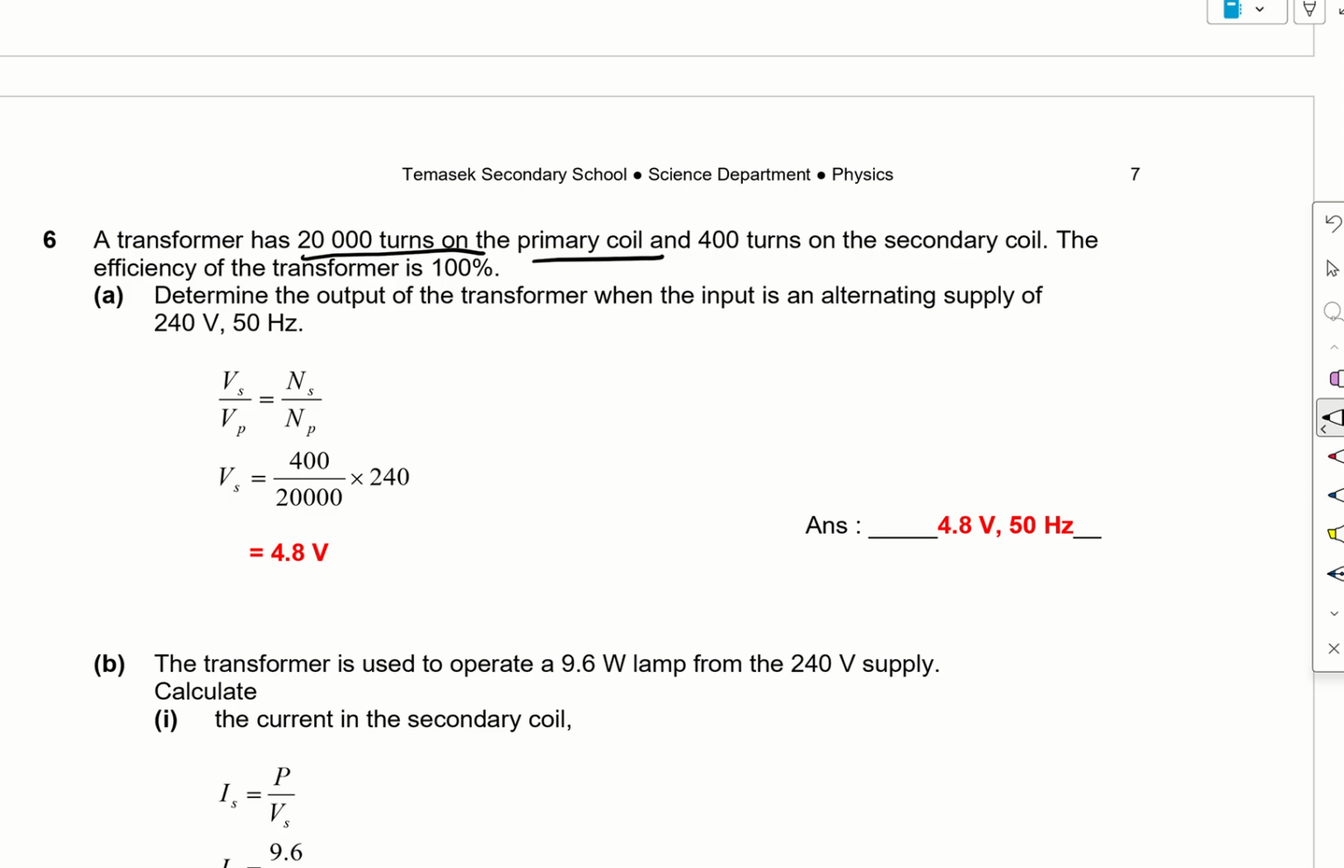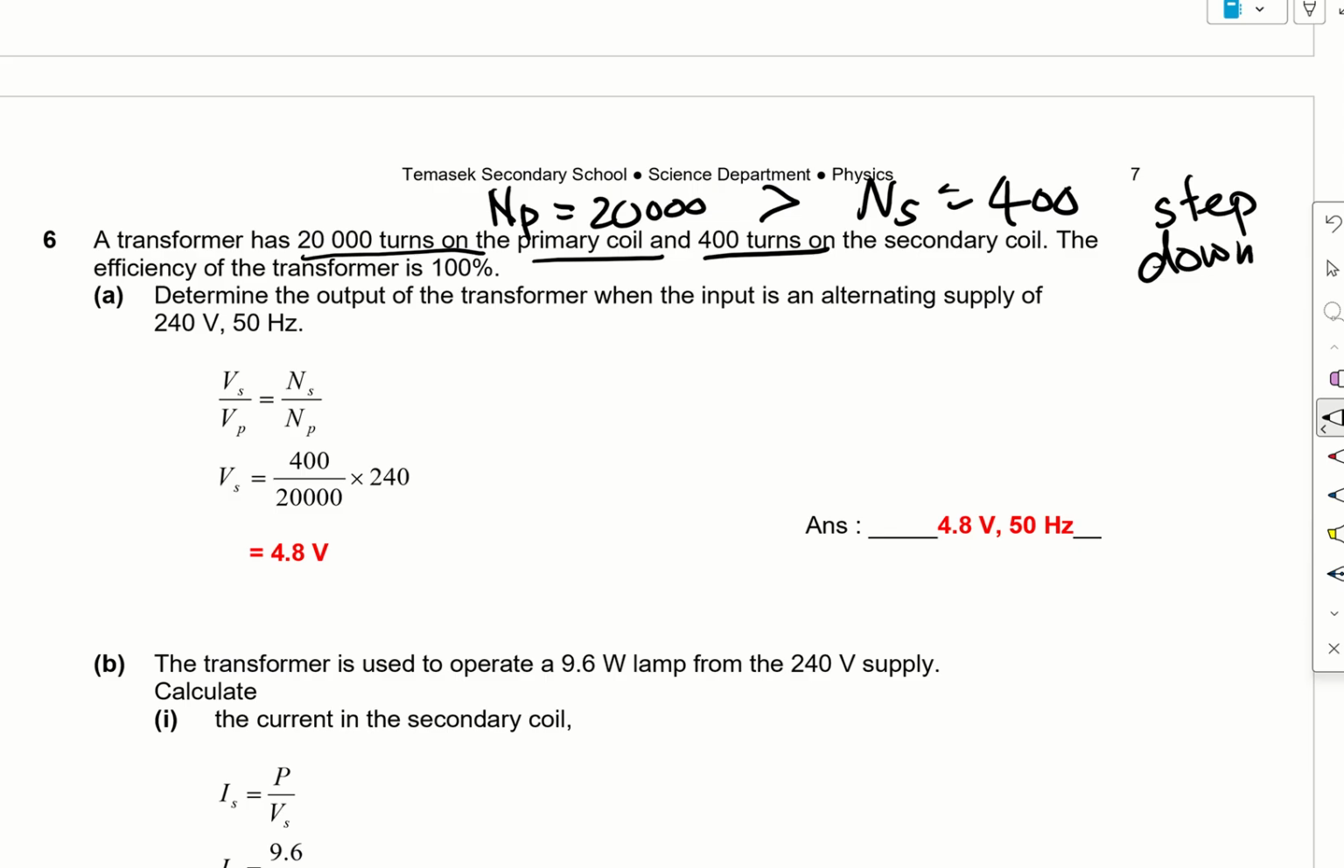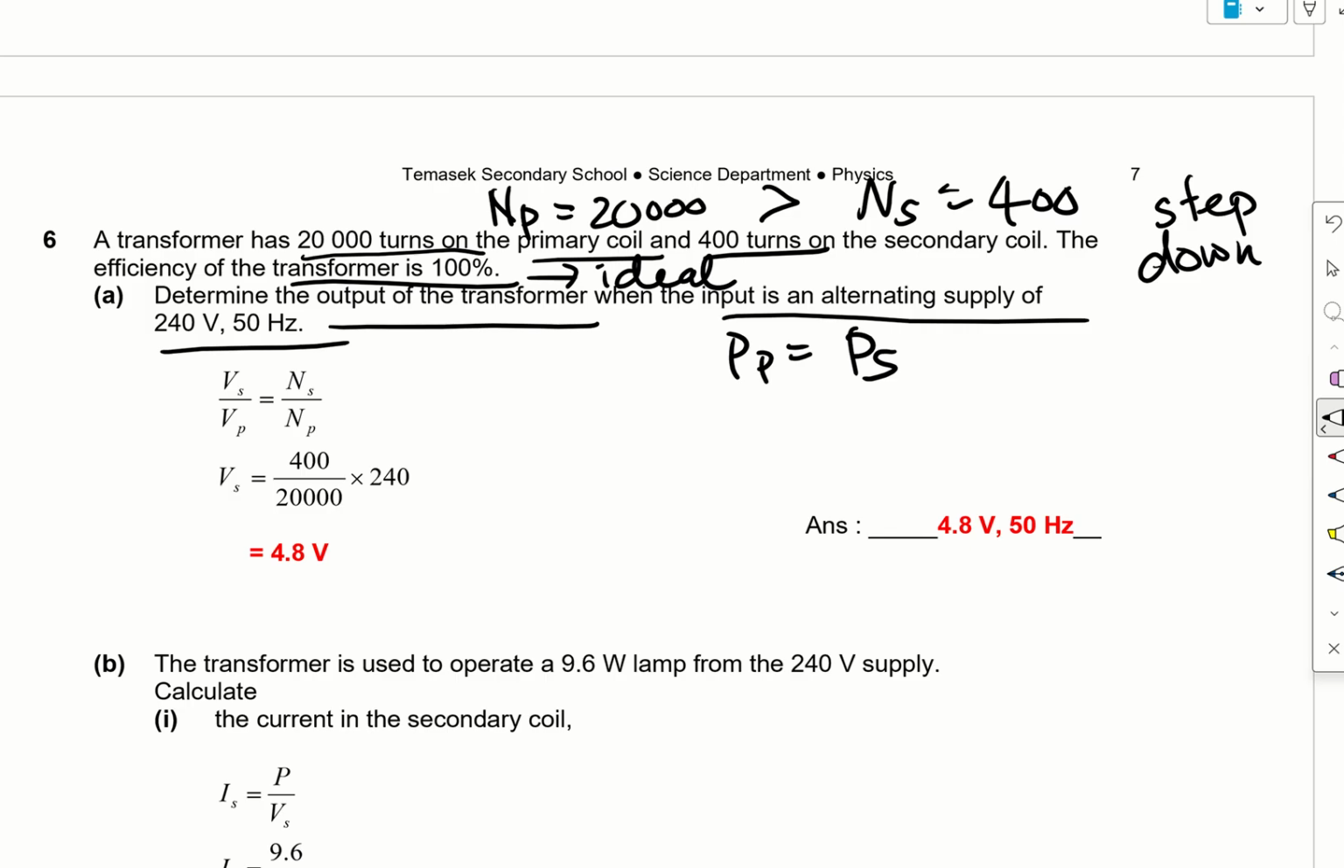So what I do is I will write NP equals 20,000, and 400 turns on the secondary coil, so NS equals 400. Because NP is larger, therefore it's a step down. The efficiency of the transformer is 100%. That means this is ideal, that means PP equals PS. Determine the output of the transformer when the input is an alternating supply of 240 volts, 50 hertz.